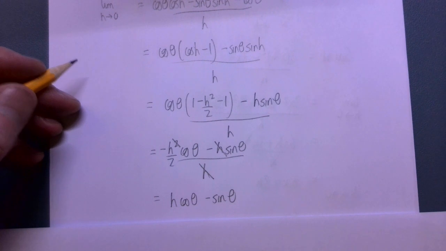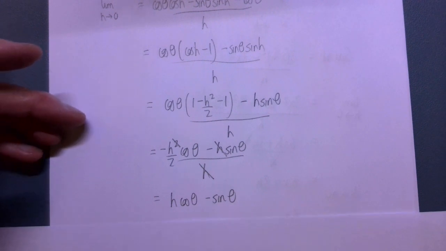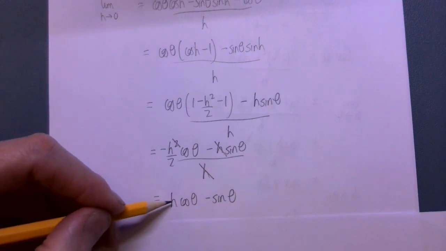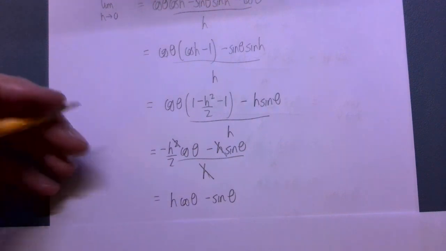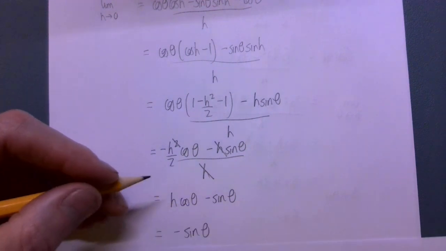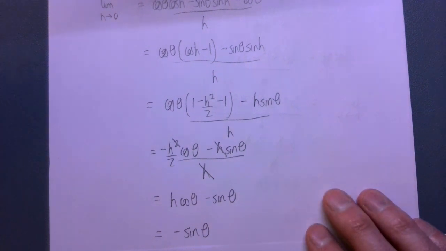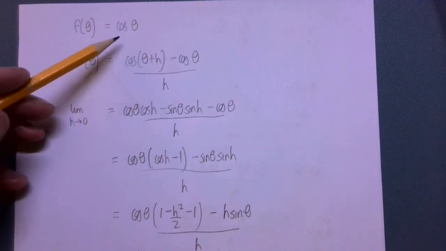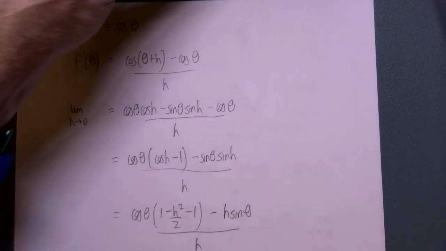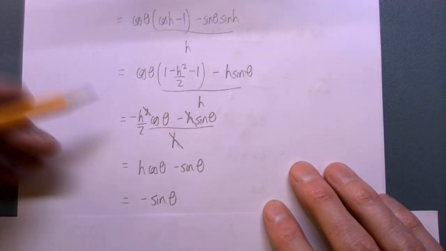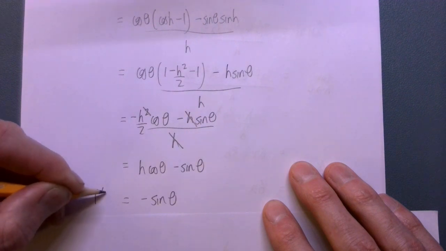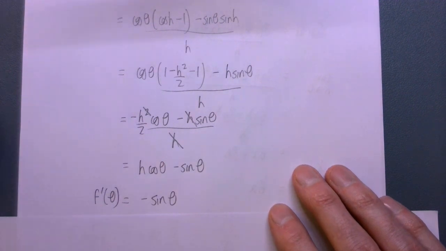And what happens as h gets really, really small? Well, something almost 0 times cos theta is just going to be 0. So I'm just left with minus sine theta. And I know that's what you get when you, remember the original question was differentiate cos theta by first principles. Well, I know that when you differentiate cos theta, f dash of theta is minus sine theta.